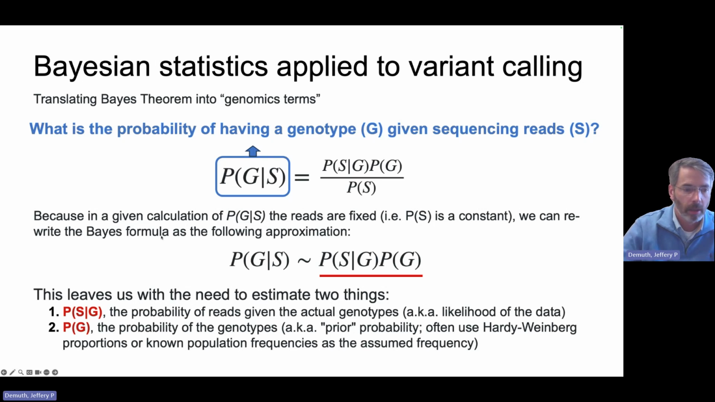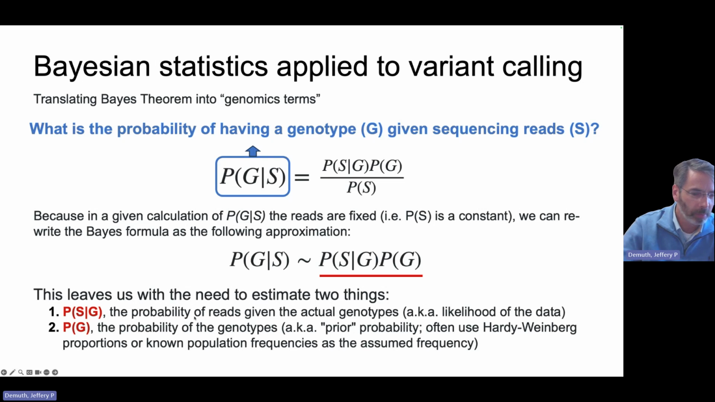So because in any given calculation of this value, the reads are fixed, right? We sort of know what those are. P(S), we just treat that as a constant. So we can sort of eliminate the denominator here. And so you can rewrite that as the probability of the genotype given the sequencing is this probability of sequence given genotype times probability of genotype.